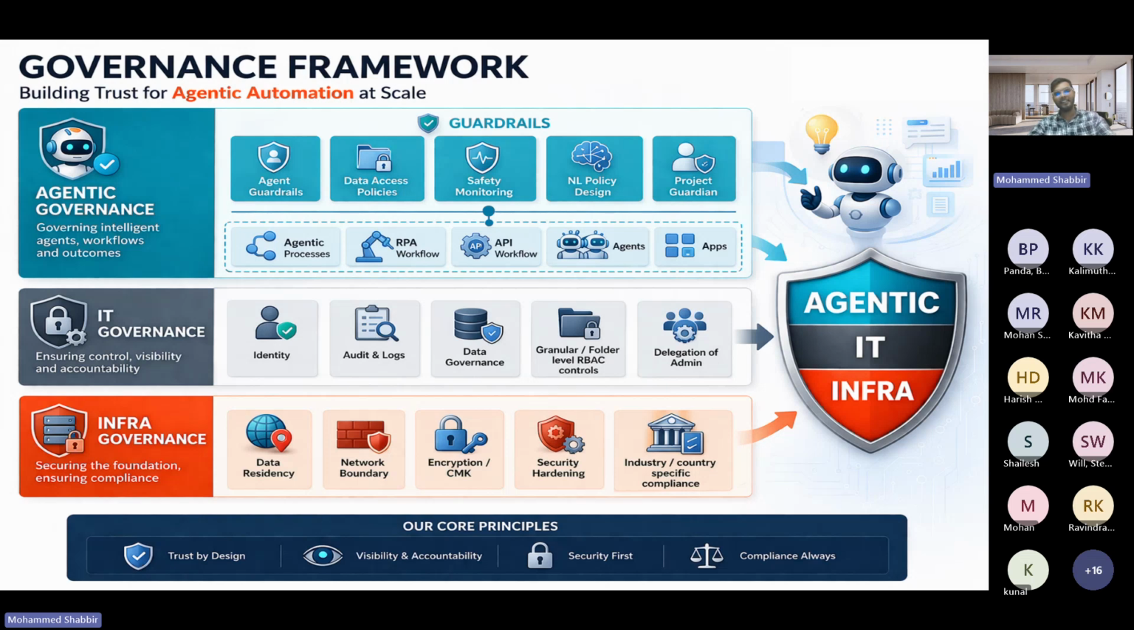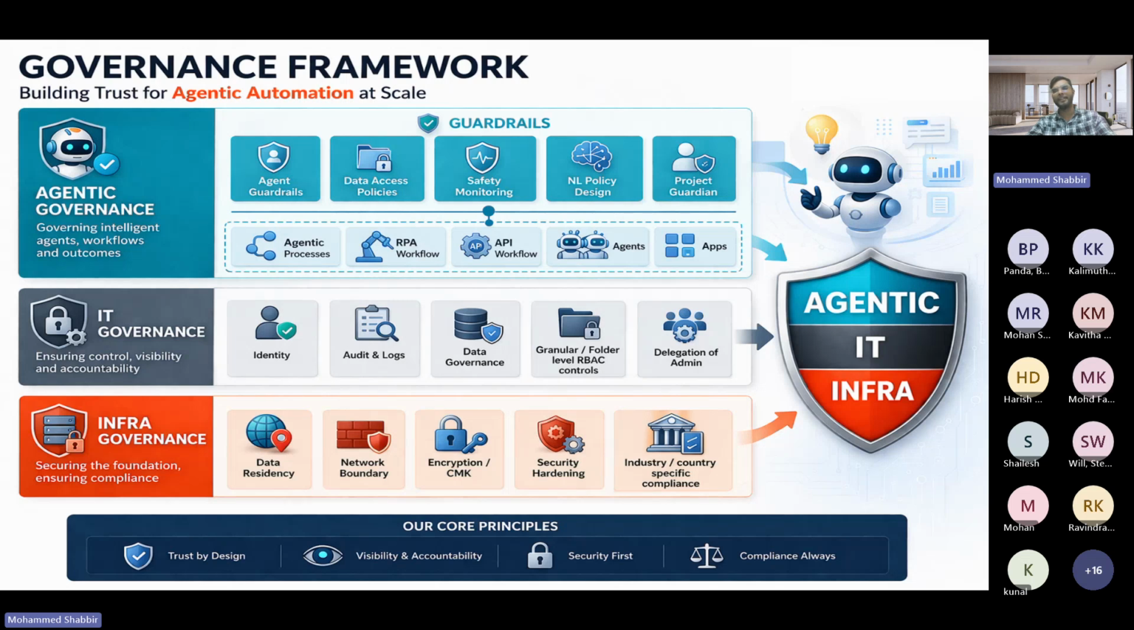Now you have seen the agentic governance, the IT governance, and the infra governance. When all of these three layers come together, agentic, IT, and infra, you can see the icon here. That is when we get a strong shield of governance. You can think of this shield similar to Captain America's. Captain America has a shield, right? It protects him from all harms, and similarly we can think of this as a shield: agentic, IT, and infra.